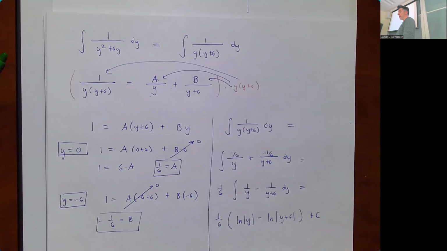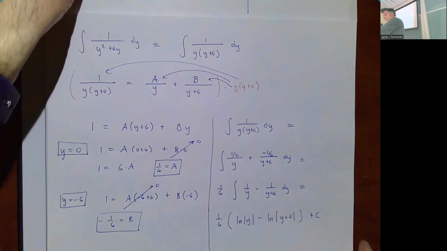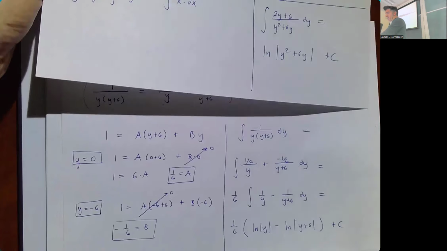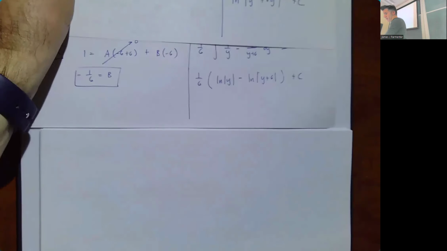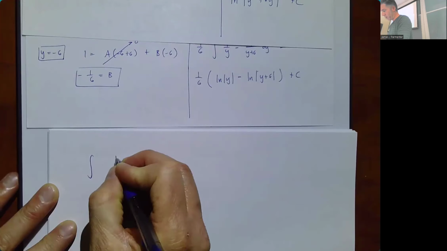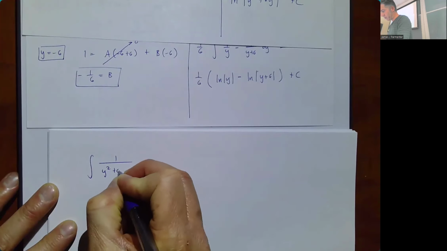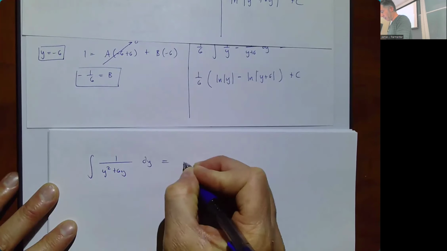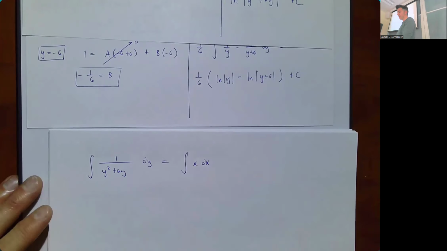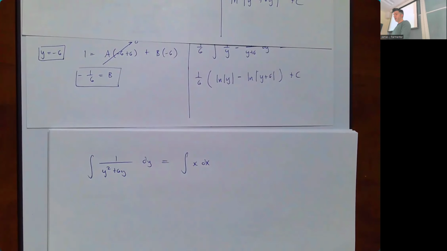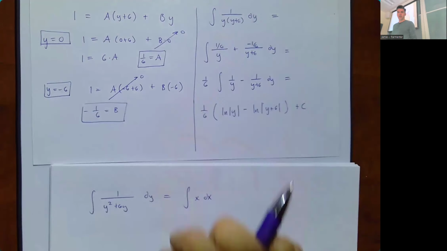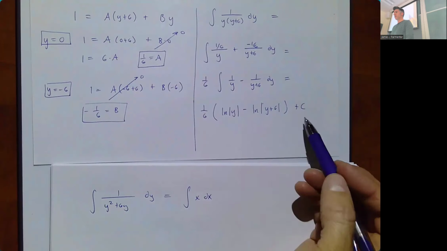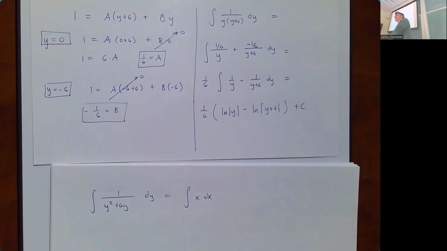So now we're going to go back and we're going to solve the differential equation. So I'll remind everybody, we were solving the integral of 1 over y squared plus 6y dy equal to the integral of x dx. That's what we were trying to solve. We just integrated 1 over y times y plus 6 and got all this. So I'm not going to write the plus c on this side, I'll write the plus c on the other side.